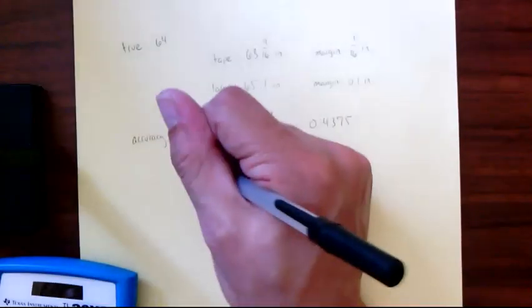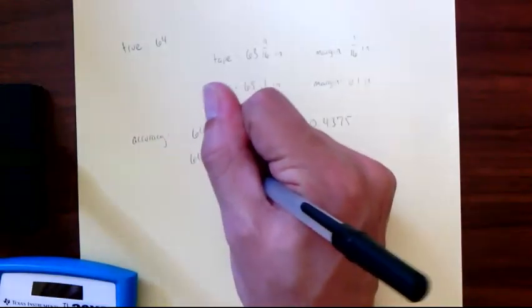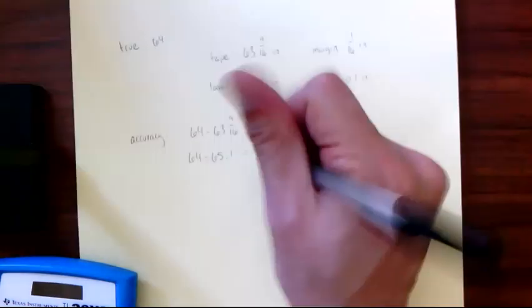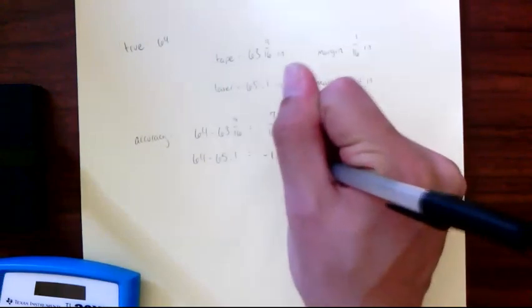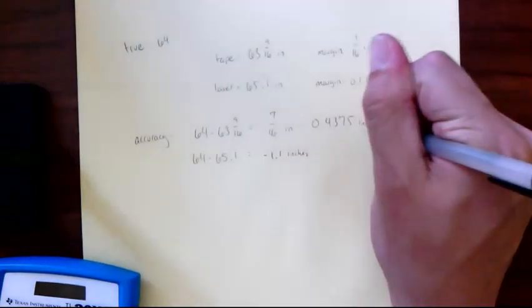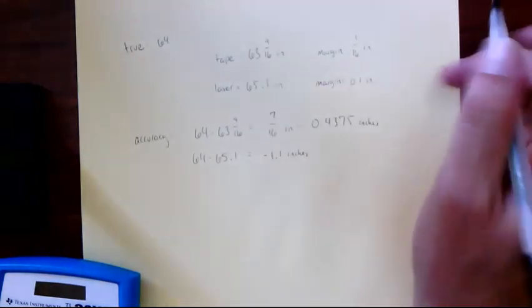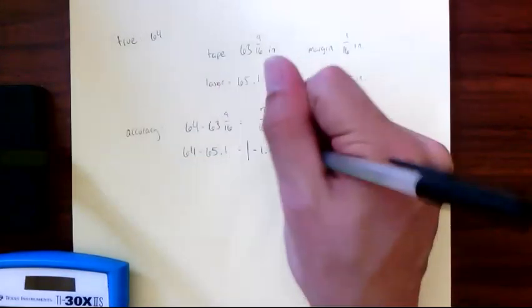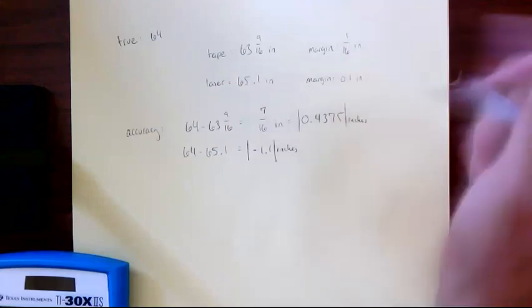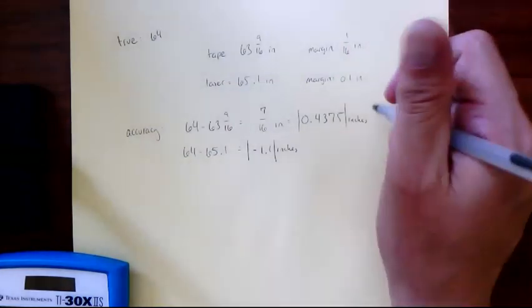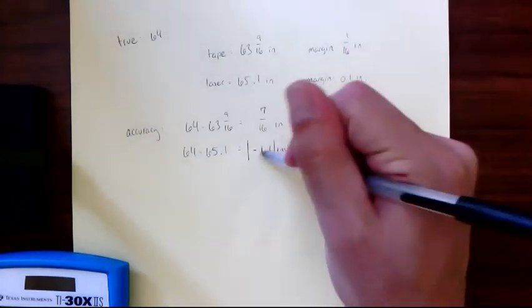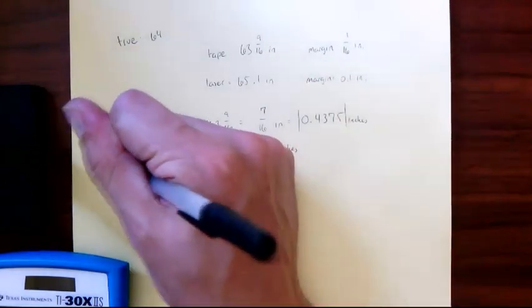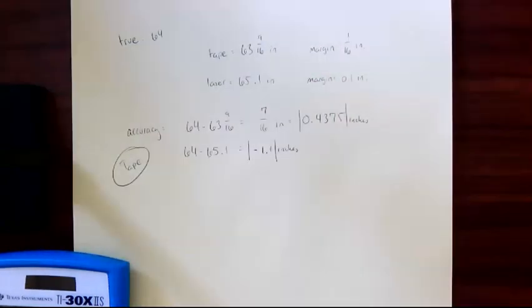For the laser measure, we do 64 minus 65.1, we get negative 1.1 inches. The positive and the negative do not matter in here because we're only looking at how far away you are from the true value. It doesn't matter if you're more or if you're less. Many people will use the absolute value symbol here because that gets rid of the negative to kind of figure out which one is more accurate. It's pretty easy to see, though. This one is less than 1 and this one is greater than 1. So it turns out for accuracy, we're looking at the tape measure. Tape measure is more accurate than the laser.